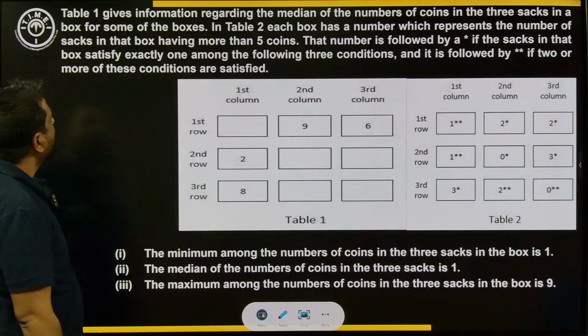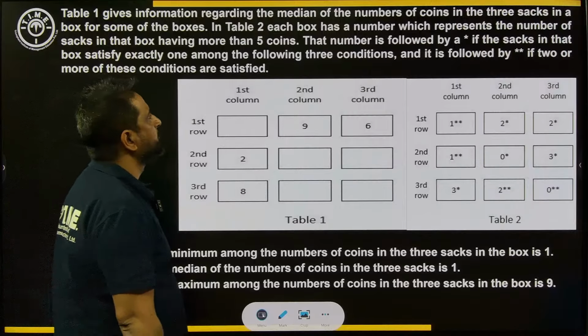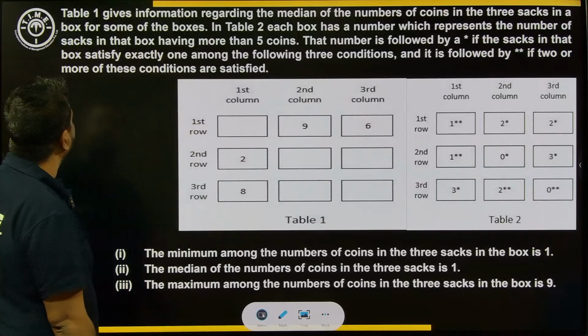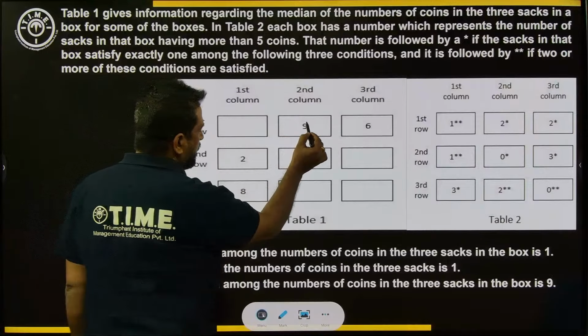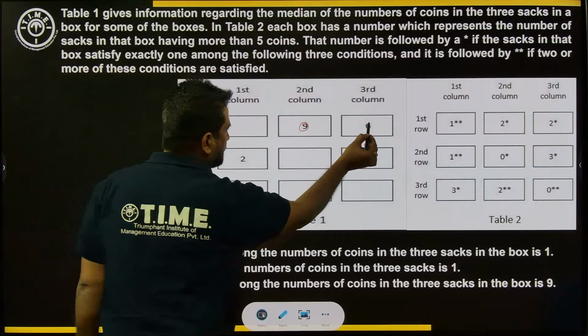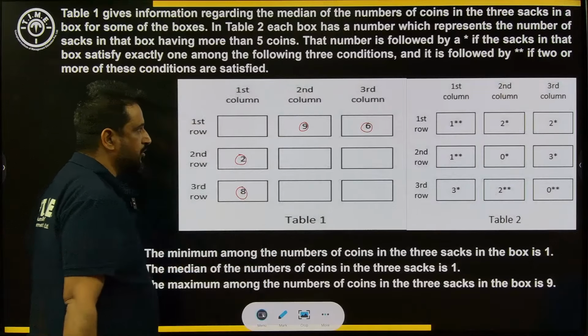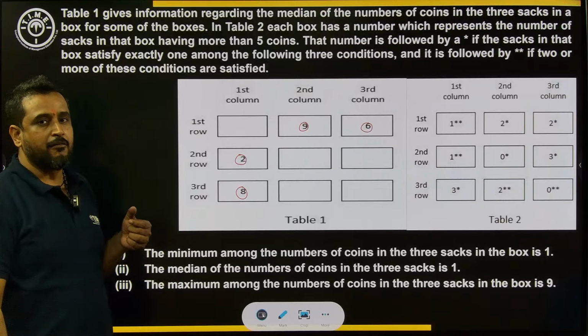What is given? Table 1 gives information regarding the median of the numbers, the median number of coins in the 3 sacks in a box, for some of the boxes. Okay. So in some of the boxes, you can see the numbers 9, 6, 2, 8. What are they saying about these numbers? These are the median numbers, middle numbers. Median is nothing but a middle number.